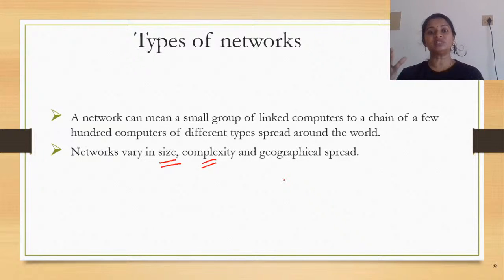Okay. Now here comes the distance when we calculate, and this is also a category by which we categorize networks. So how are networks classified? They vary with size. The size usually takes into account the number of items participating in the network, then the complexity, and finally the geographical spread. So these are the parameters on which different networks vary from one another.